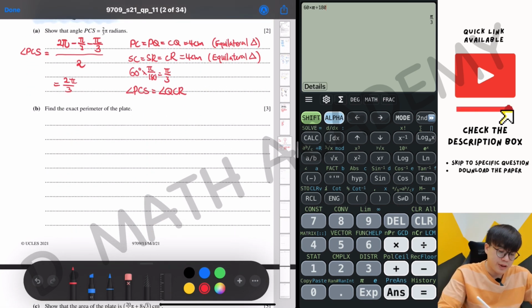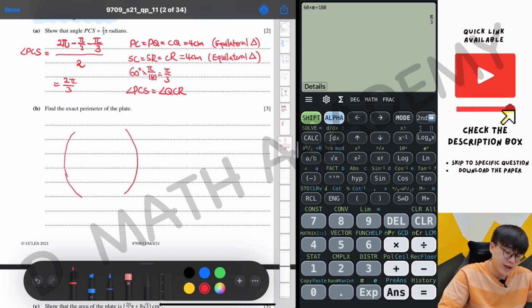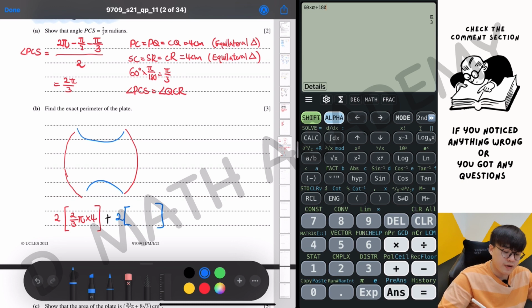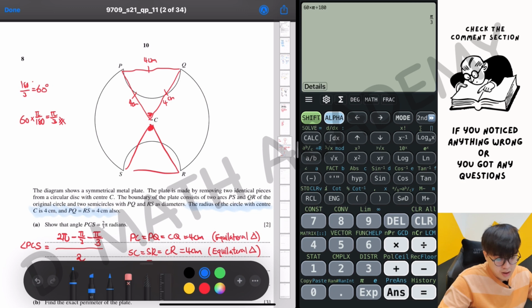So the exact perimeter of the plate. There's a few things that I'll be calculating. First will be these two sides here. Since they are the same, I'll be using this formula here. Our radian was 2 over 3 pi times 4 centimeters, and that's 2 of it. On the other hand, we actually have 2 blue ones, which is here and here. So this one here is actually the same thing as well.